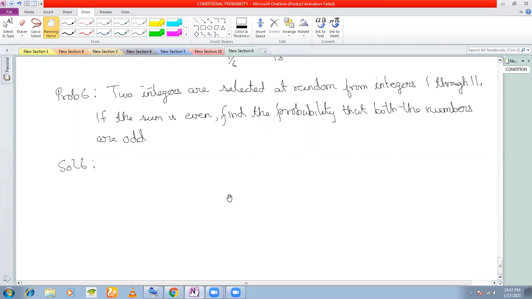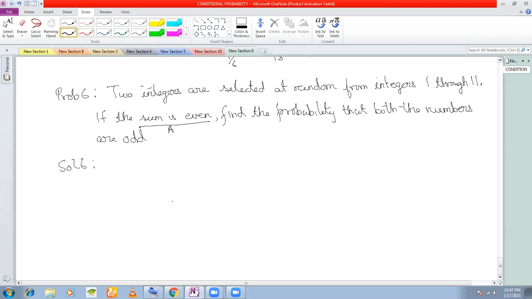If the sum is even, what is the given event here? The sum is even. This is my given event. So I'll call this my A. Find the probability. Now we look at the question to find what the event B is.